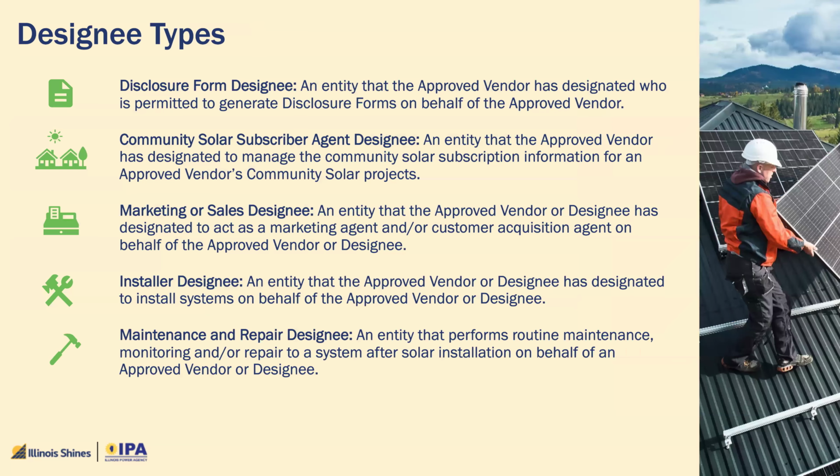There are currently 5 defined designee types. This includes disclosure form designees, which generate disclosure forms on behalf of the approved vendor, community solar subscriber agent designees, which manage the community solar subscription information for an approved vendor's community solar projects, marketing or sales designees, which act as marketing agents and/or customer acquisition agents on behalf of the approved vendor or another designee.